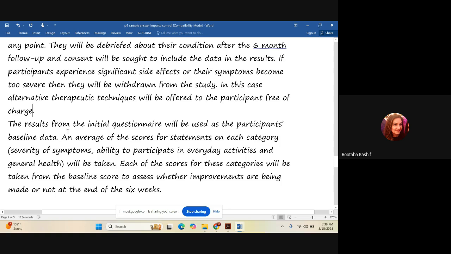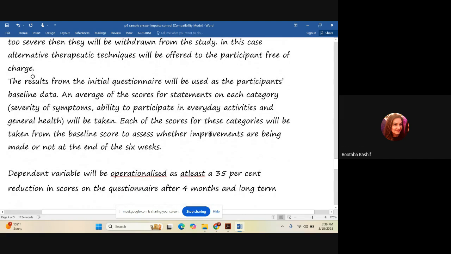The results from the initial questionnaires will be used as participants' baseline data. An average of the scores for each category, which means severity of symptoms, ability to participate in everyday activities, and general health, will be taken. Each of the scores for these categories will be compared with the baseline score to assess whether improvements are being made or not at the end of 6 weeks. I don't think it was 6 weeks.